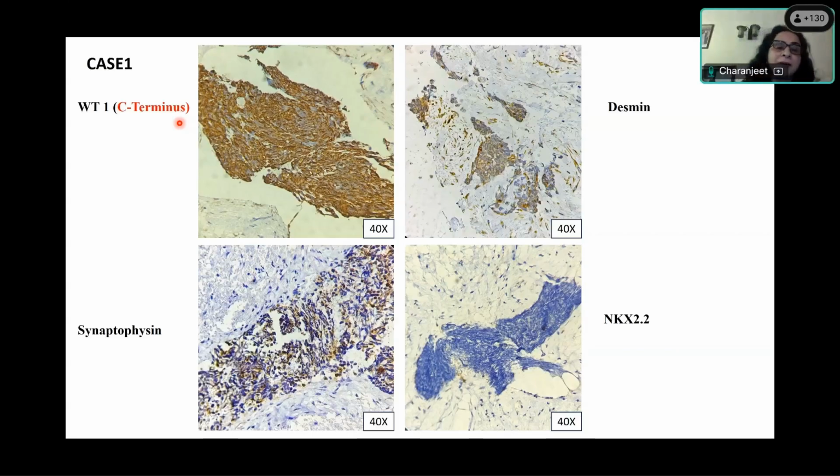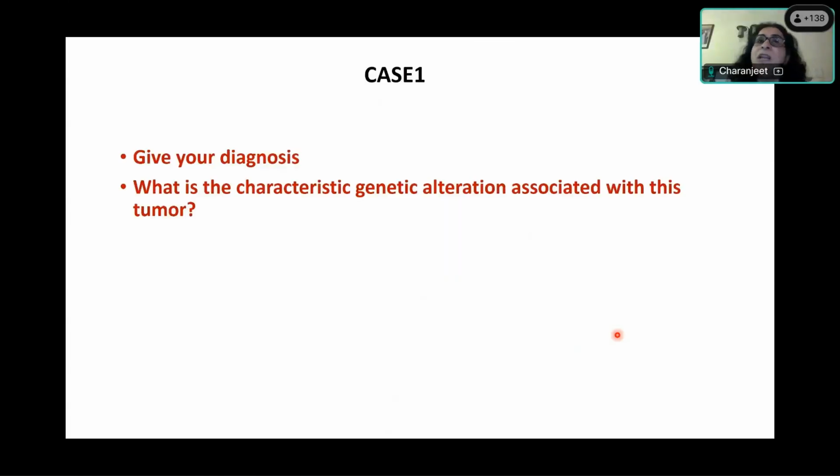So in this case, WT1 C terminus is positive. The tumor cells are Desmin positive, they are synaptophysin positive, and they are NKX2.2 negative. NKX2.2 is very specific for Ewing's. So if you consider this profile together, this goes in favor of desmoplastic small round cell tumor. So this is a case of desmoplastic small round cell tumor.